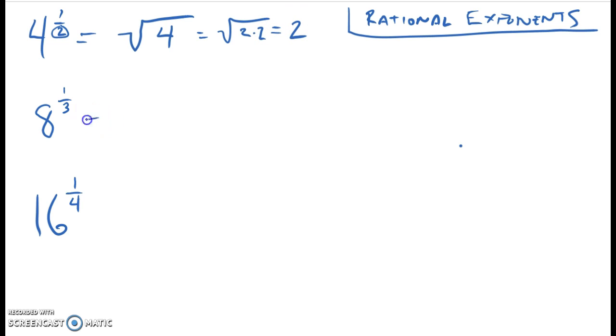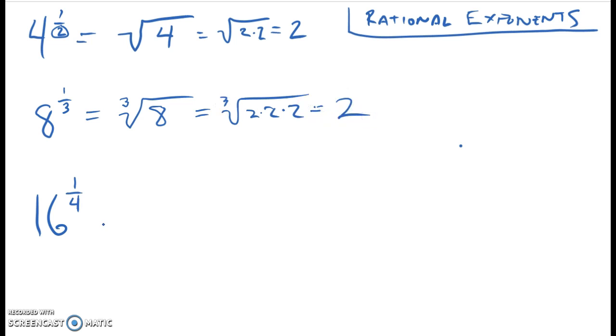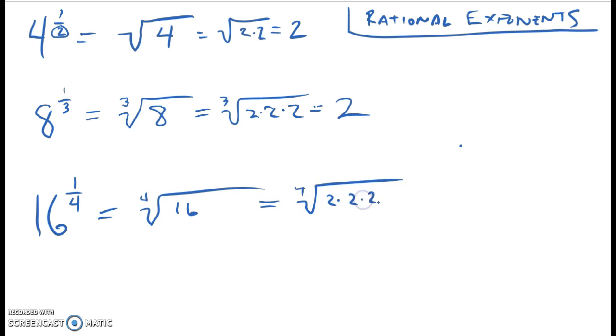8 to the 1/3 power. Same thing. The denominator comes outside and it becomes the third root of 8. So what times itself is 8? Well, 2 times 2 times 2 is 8. So the third root of 8 is 2. 16, the fourth root of 16. What times itself is 16? 2 times 2 times 2 times 2 is 16. Therefore, the fourth root of 16 is 2.